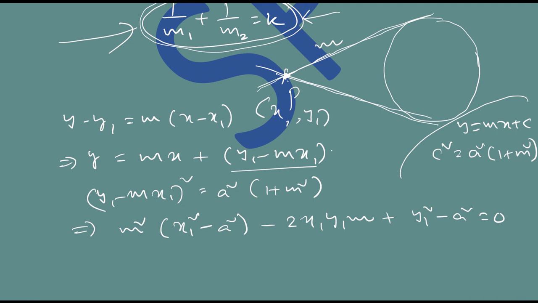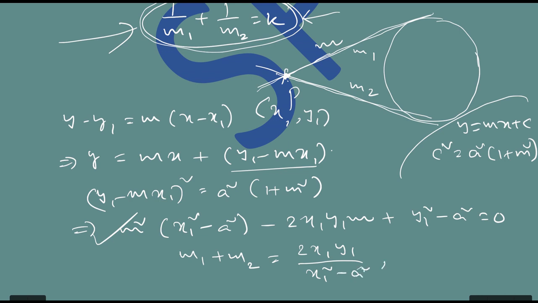Now observe that m is the slope of a tangent passing through P. How many such tangents are there? 2 are there. So if the slopes are m1 and m2, then they must satisfy this equation. So its roots are nothing but m1 and m2. Now what is m1 plus m2 from this? It is 2x1 y1 by x1 square minus a square. And what is m1 m2? y1 square minus a square by x1 square minus a square.